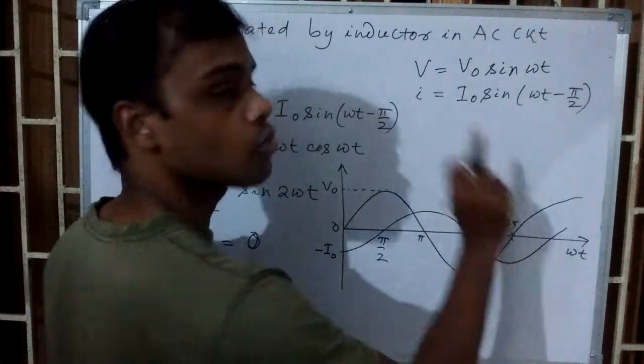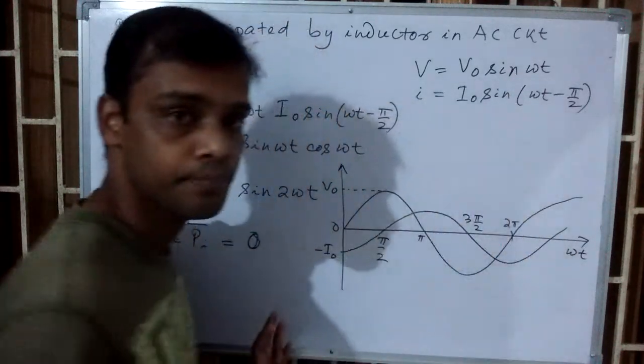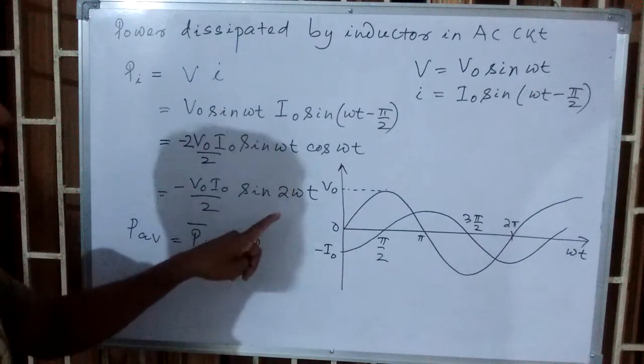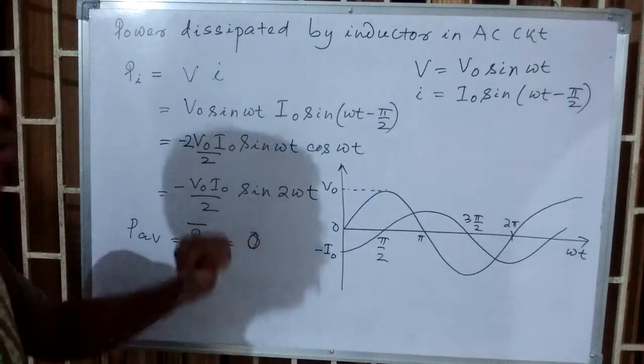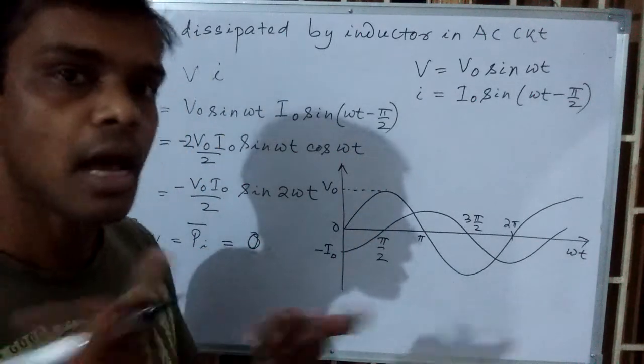That means frequency is omega, both for current and voltage as well. This is omega, this is omega. But look here, for power, this is 2 omega. That means frequency is double. Frequency double means time period is half.